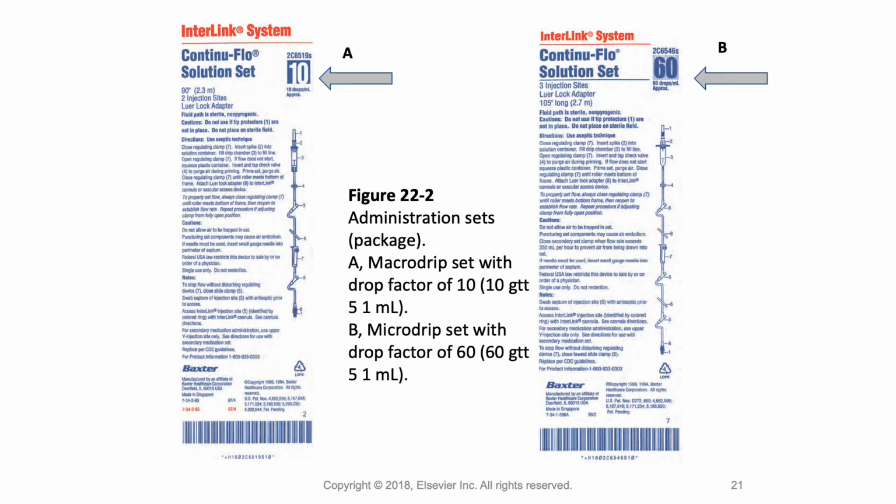This is an example of the packaging of IV tubing. There's A and B, and on the left we have A. This would be packaging from a tubing that would deliver 10 drops per milliliter, and it says approximate because it is an estimate. So it would be considered macro drip tubing. And then on the right, B has, you can see this on the top right, 60, and this is 60 drops per milliliter. That's what this tubing would deliver, and this would be considered micro drip tubing.